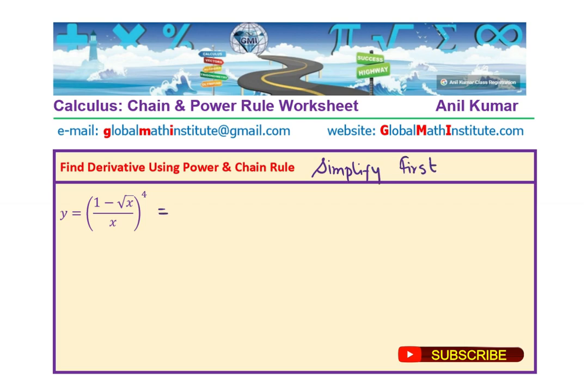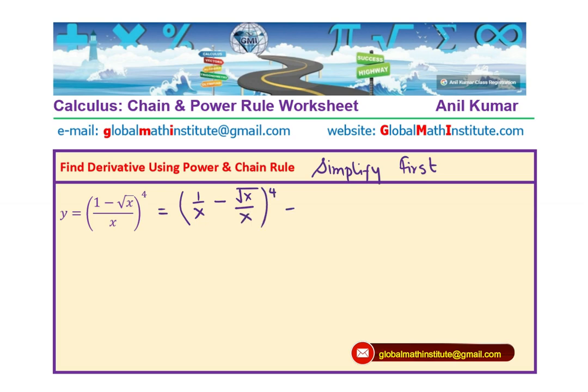So how will you simplify? See, 1 minus square root x over x. So I could write this as 1 over x minus square root of x over x, correct? Everything to the power of 4, which is 1 over x minus 1 over square root x. Does it make sense to you?